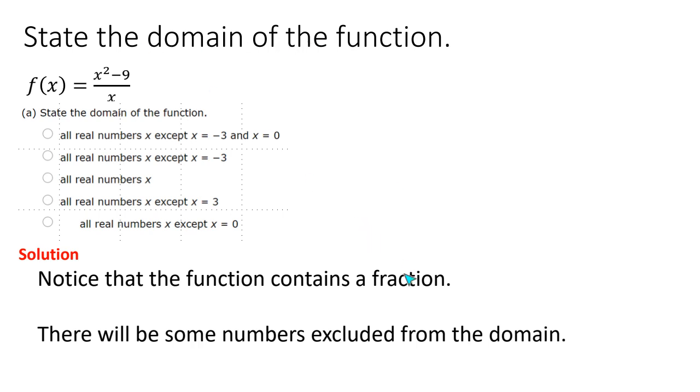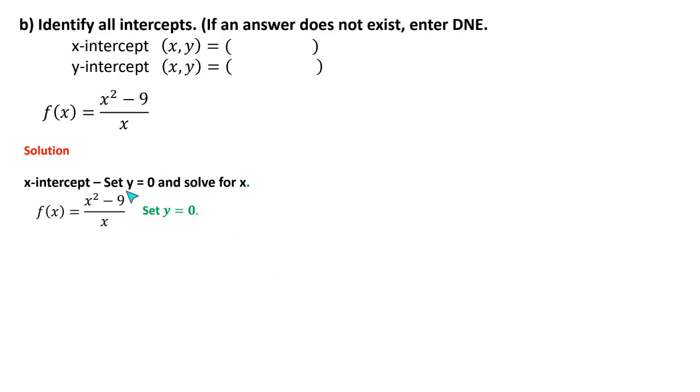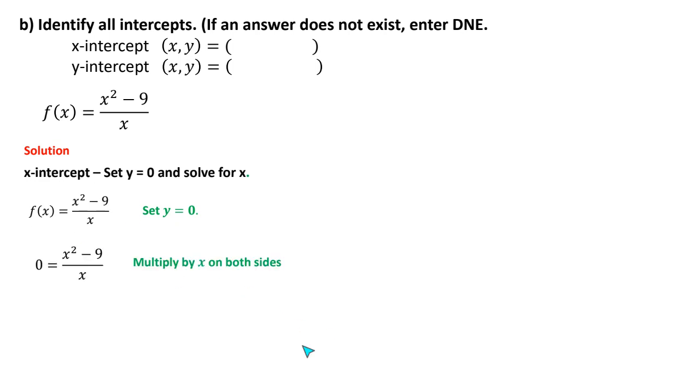So here we have the same idea. So let's find the domain first. So the domain here, if I set the denominator equal to 0, I get x = 0. So my domain is all real numbers except for 0. Next, the x-intercept, we're going to let y equal 0.